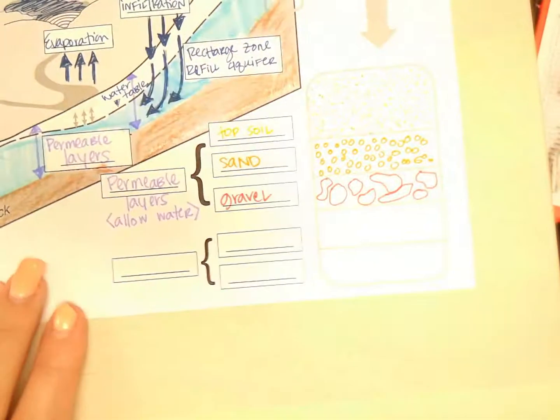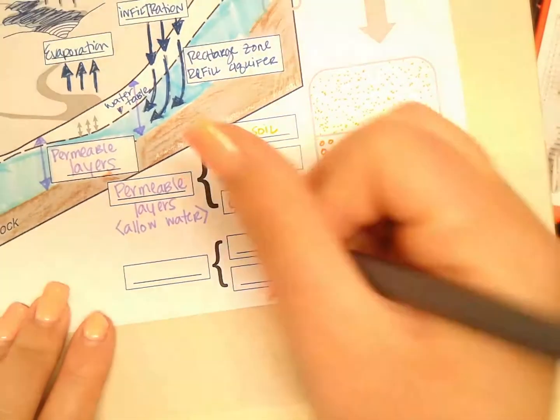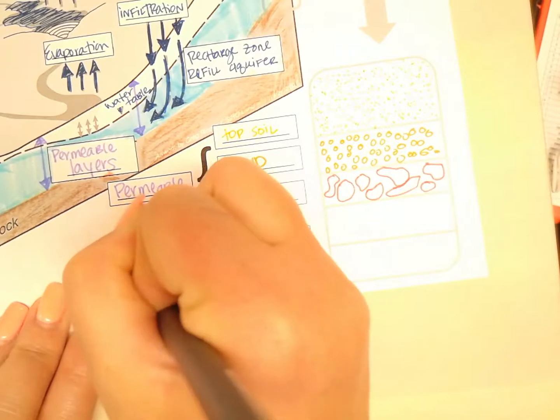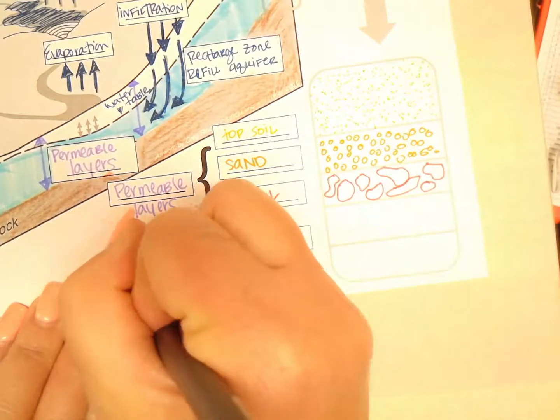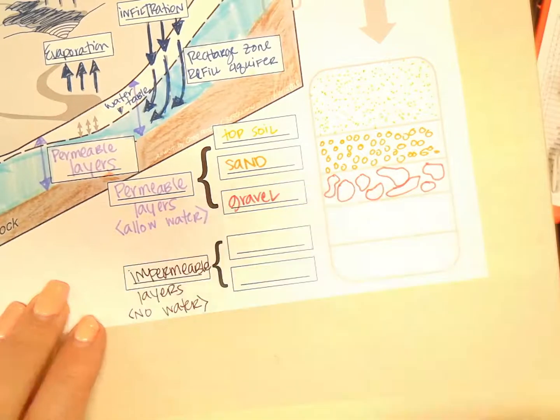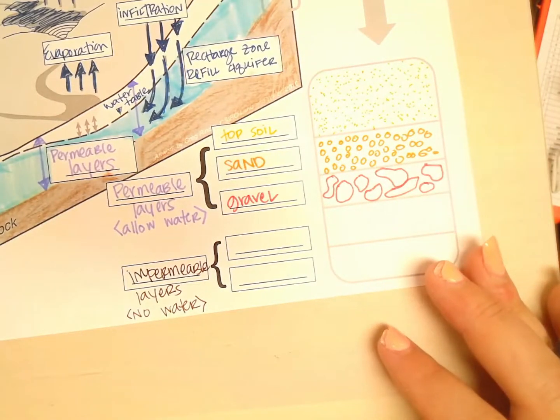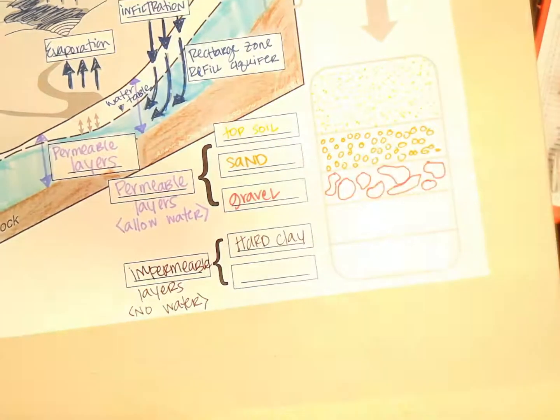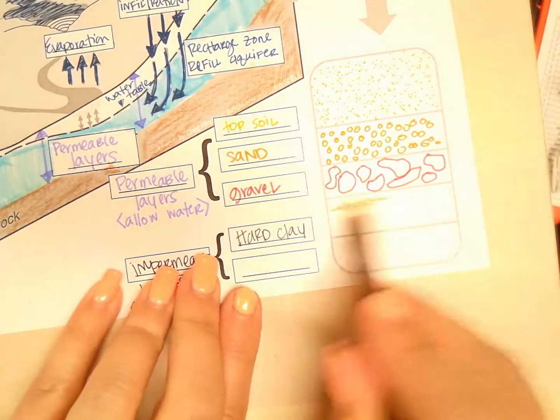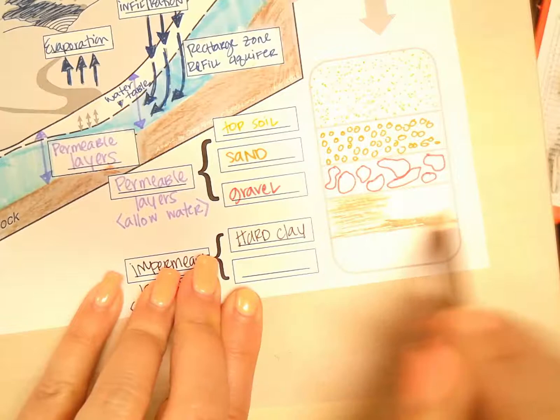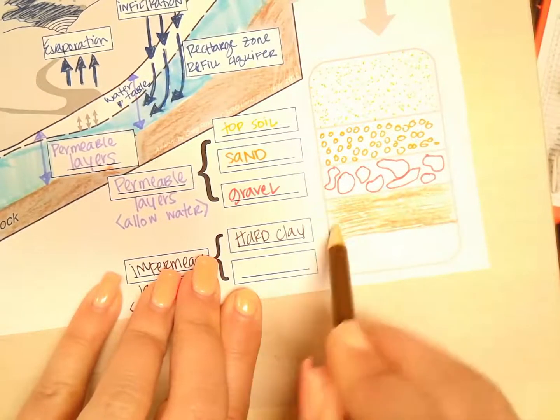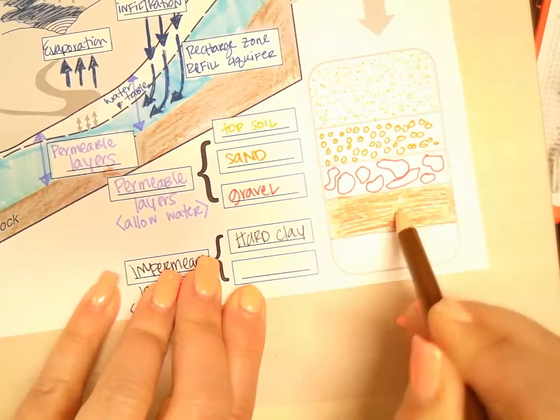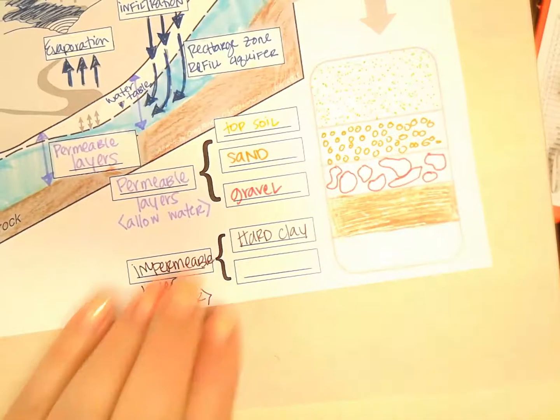These impermeable layers do not allow water to infiltrate, right? They don't have pores large enough to hold water. The first layer that is impermeable is a hard clay layer, and we're going to shade that with our brown. To show that it's full, we want to make sure we fill it all the way in so that we show in our diagram here that there's no spaces between those layers.